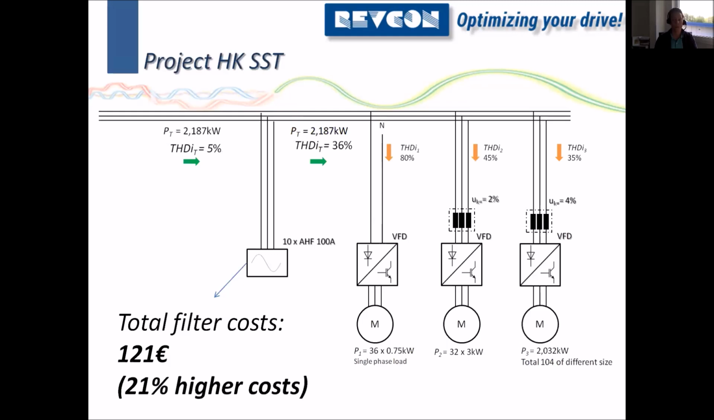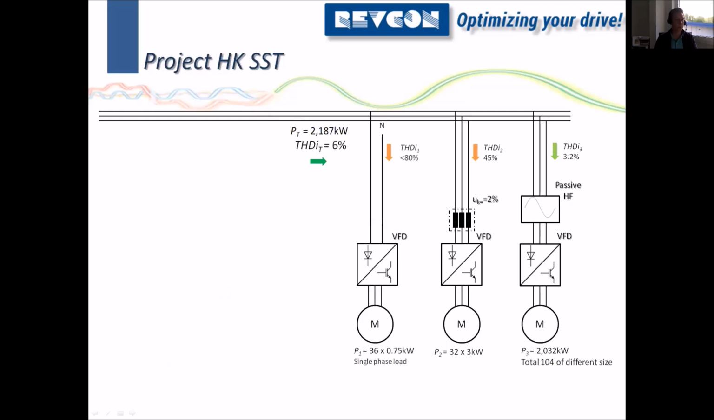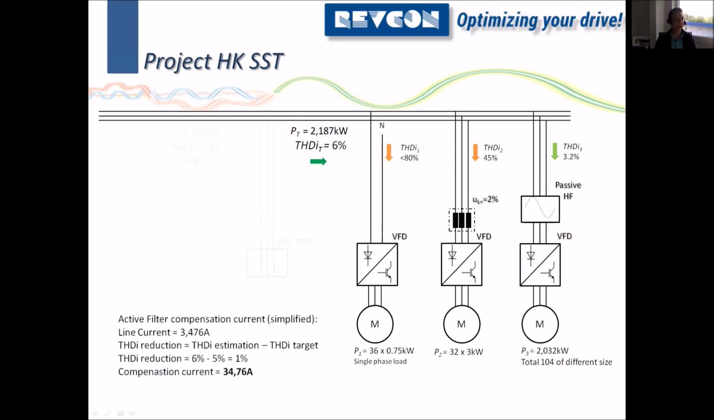So we offer them a third solution, which is a lot more cost efficient and also technically superior to all the other solutions. We just ignore the small ones. We put some passive harmonic filter on the big drives, and then we get a quite good THDI. And then we only did the fine tuning with an active harmonic filter to get it down to 3% again.